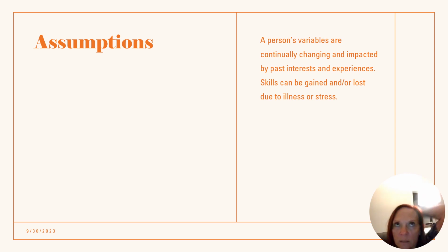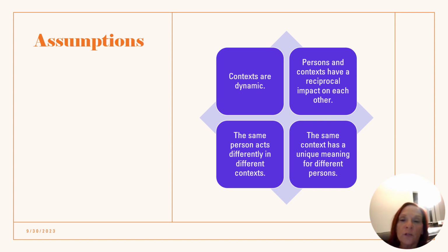So when you go to write this in the concept, in the table that you're going to put it in, make sure you don't copy it just straight from here, because a lot of it again is repeated. A person's variables are continually changing and impacted by past interests and experiences. Skills can be gained and or lost due to illness or stress. Contexts are dynamic. We've said that. Persons and context have a reciprocal impact on each other. So we've said that there's a transaction, so the person can affect the context can affect the person.